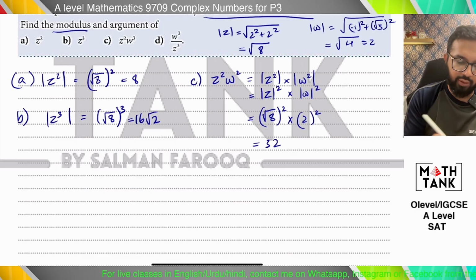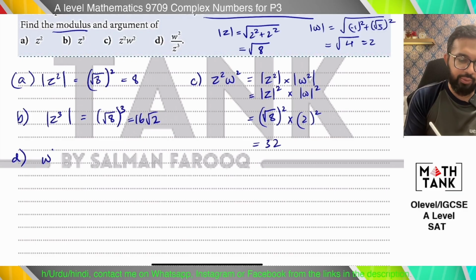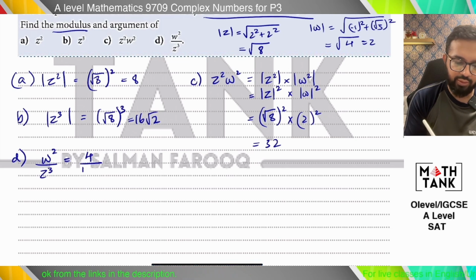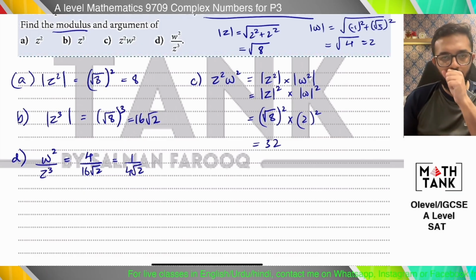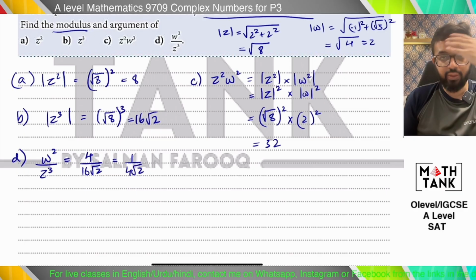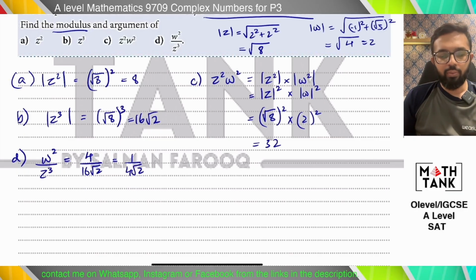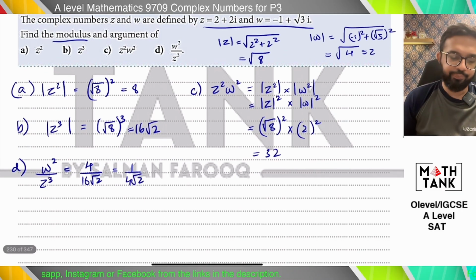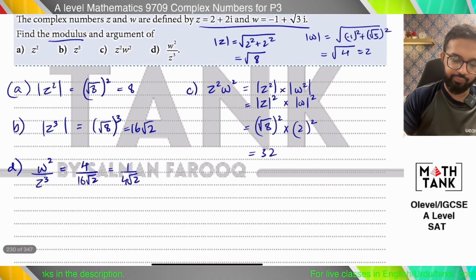Similarly for D, I'm just doing the mods for now. I'm going to do the arguments in a bit. W squared over z cubed, so the mods are going to be divided. The mod of w squared was 4 and z cubed was 16 root 2. So that's going to be 1 over 4 root 2. You can use your calculator to rationalize this. Your calculator can also calculate all of these directly. I'm going to do another calculator session to show you how complex numbers can be done directly on a calculator. Let's now calculate the arguments on these.